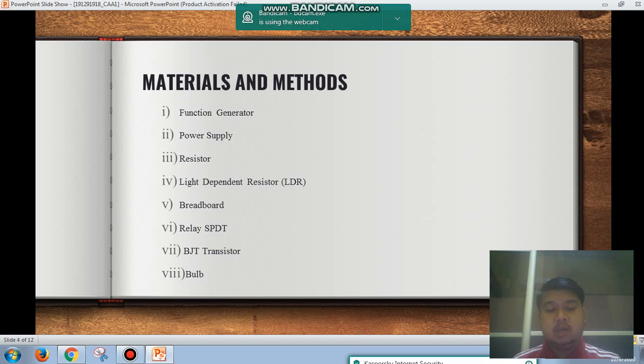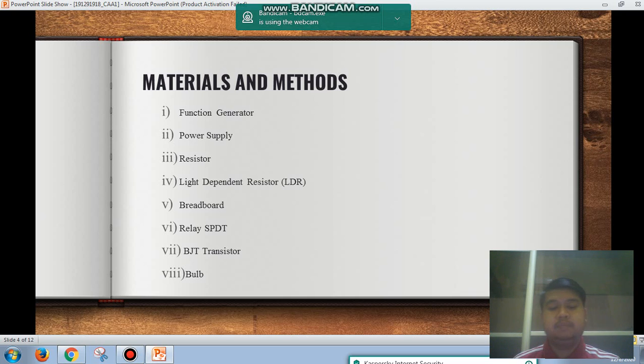Number 6. Relay SPDT. A SPDT relay configuration switches one common pole to the other pole, flipping between them. Consider a relay with a common pole C and let the other poles be A and B respectively. When the coil is not powered, the common pole C is connected to the pole A, and this is its resting position.